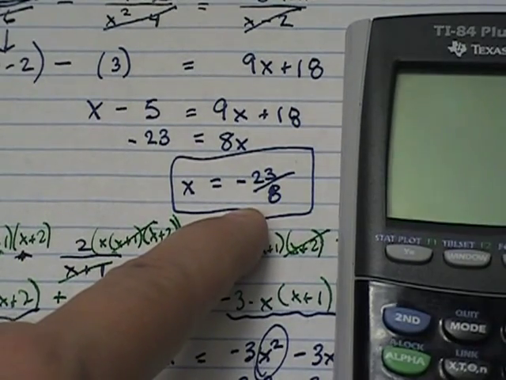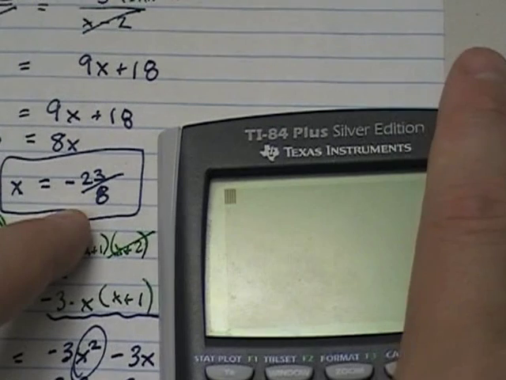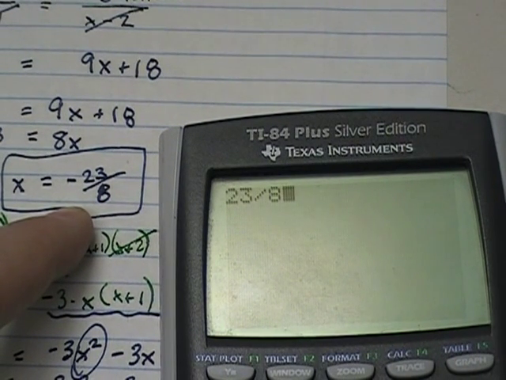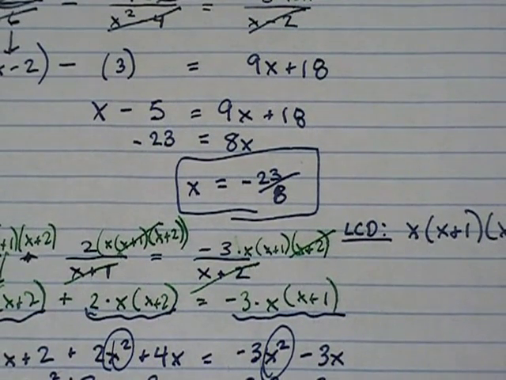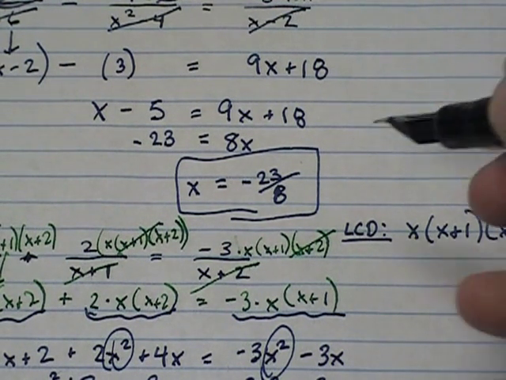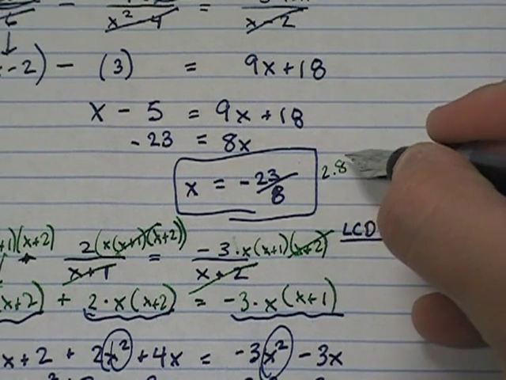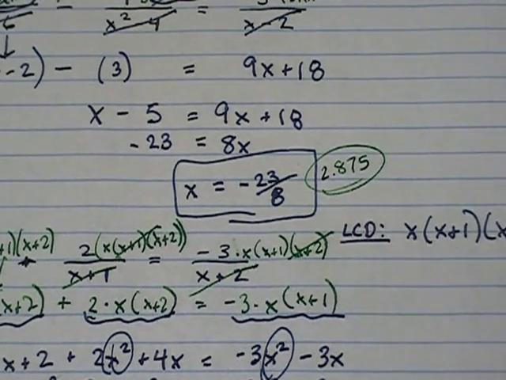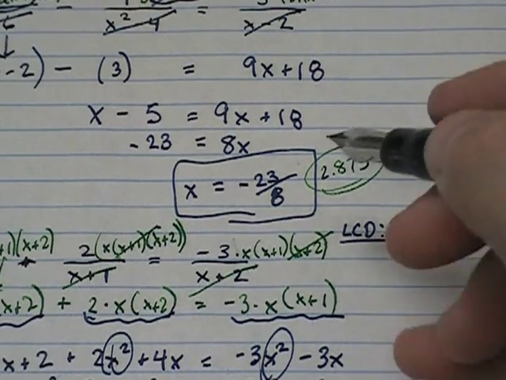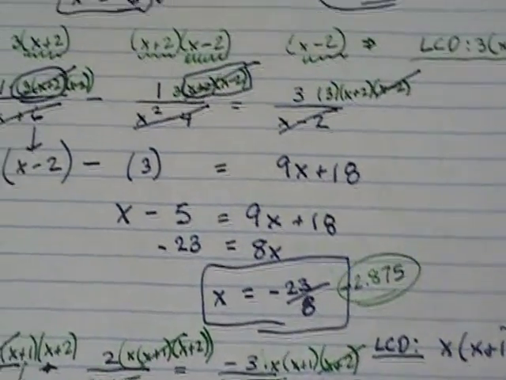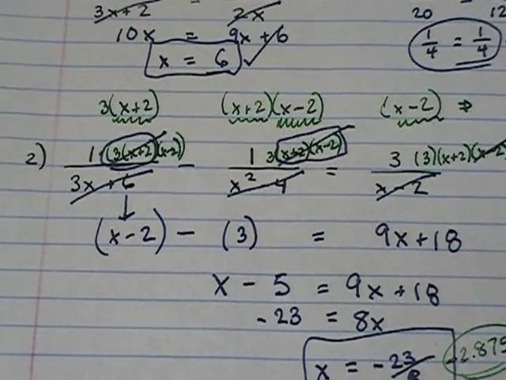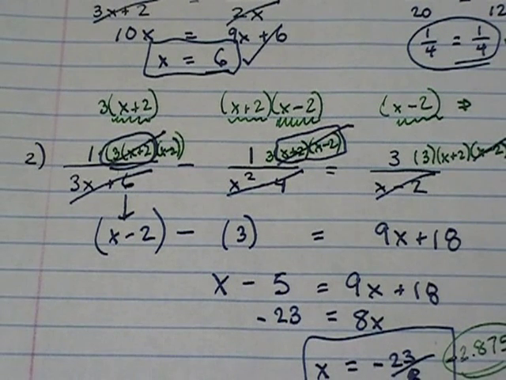And just very quickly, the first thing I want to do is type in 23 divided by 8. And I get 2.875. And so I want to jot that down, 2.875, okay? And that's going to become important to me. Specifically, it's a negative 2.875. And I'm going to go back to my original equation. Okay, my original equation was 1 over 3x plus 6.